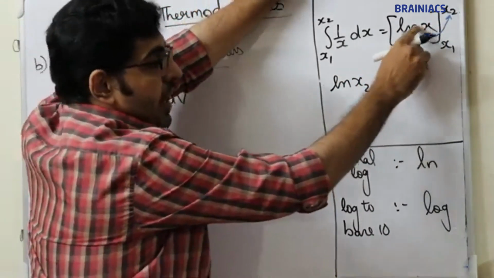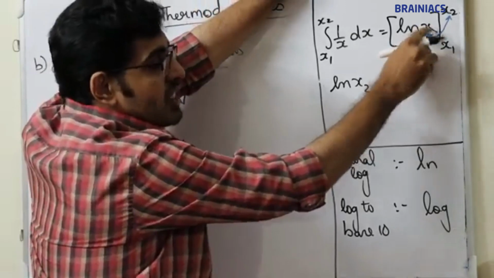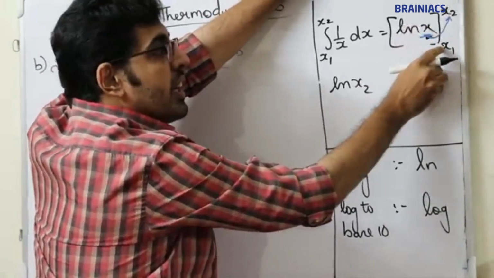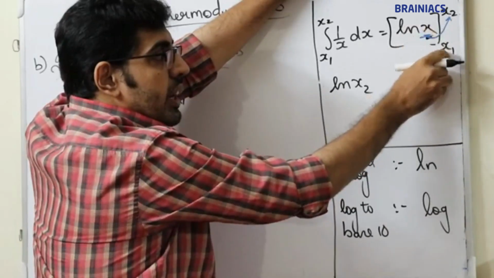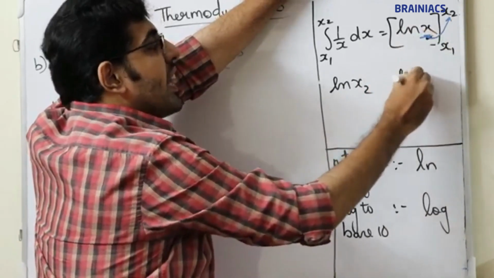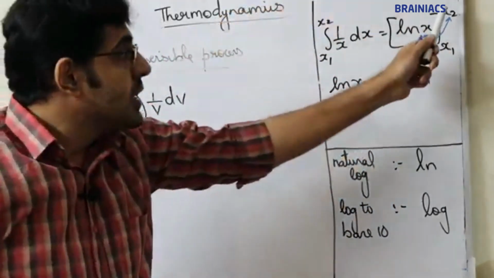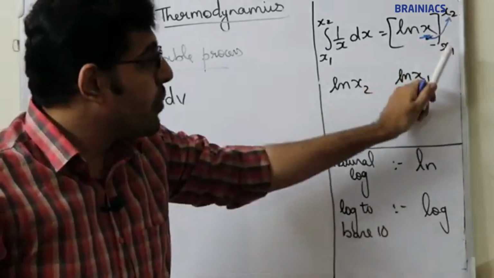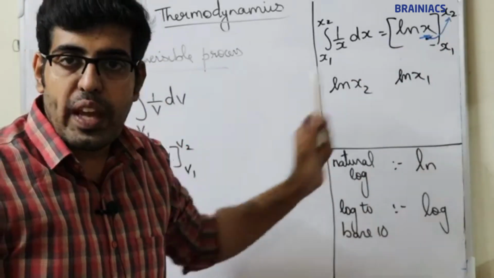Now, next step, instead of this x, you can put this x1. This is known as the lower limit. Instead of x, you can put x1, so you will get ln x1. Substituting the upper limit instead of x, you will get ln x2. Substituting the lower limit instead of x, you will get ln x1.